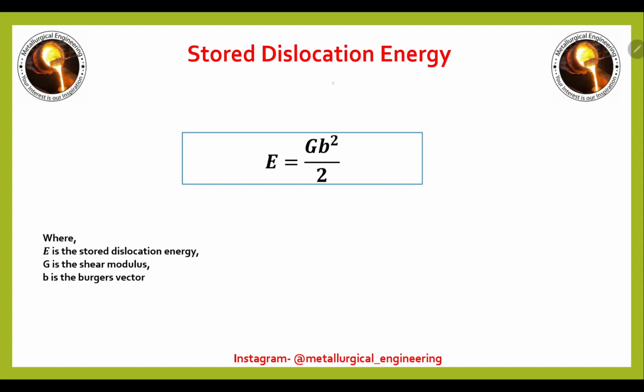Okay, now we'll see the stored dislocation energy. Whenever a material is plastically deformed, the energy stored in the material is the stored dislocation energy. This is defined by the formula E is equal to G B square by 2, where E is the stored dislocation energy, G is the shear modulus and B is the Burgers vector.